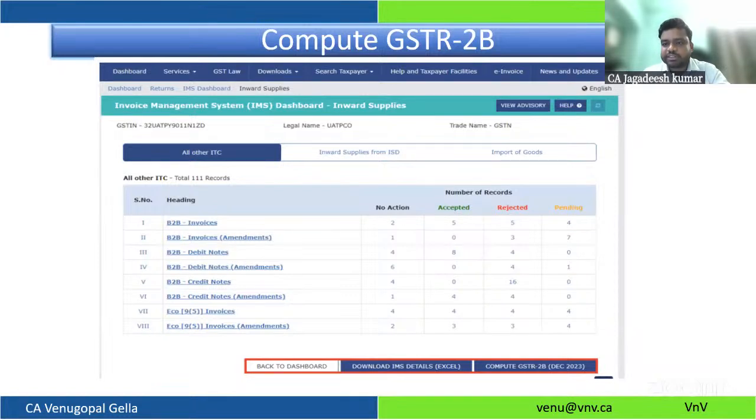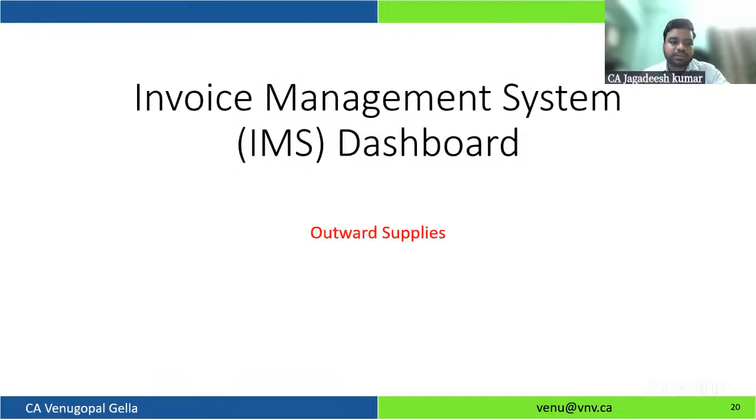What are the records I have rejected? Based upon this generated 2B only, my 3B will be auto-populated. These records will flow from my GSTR-2B and the same figures will get auto-populated. Whatever records I rejected will be removed from my GSTR-3B. So this is how the compute GSTR-2B will work.